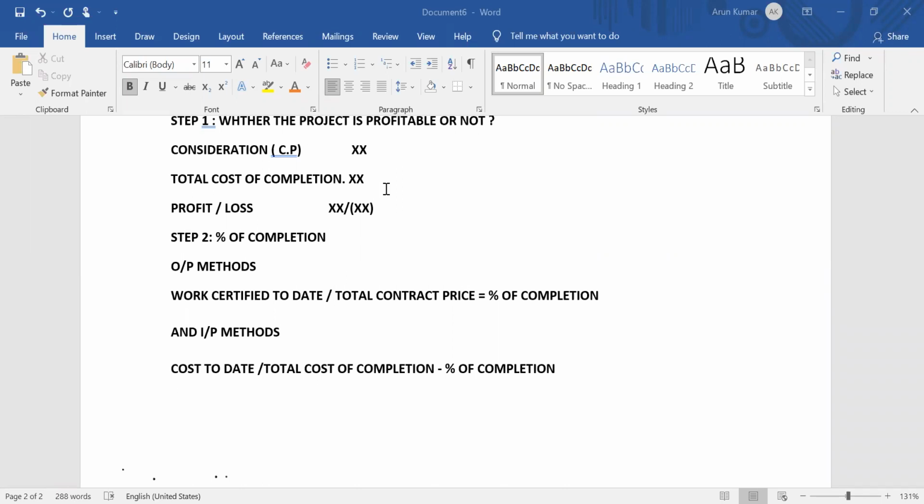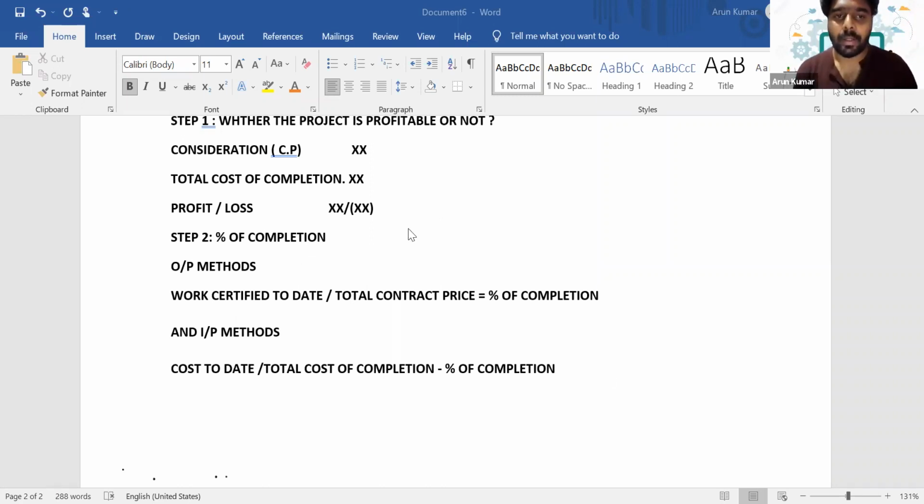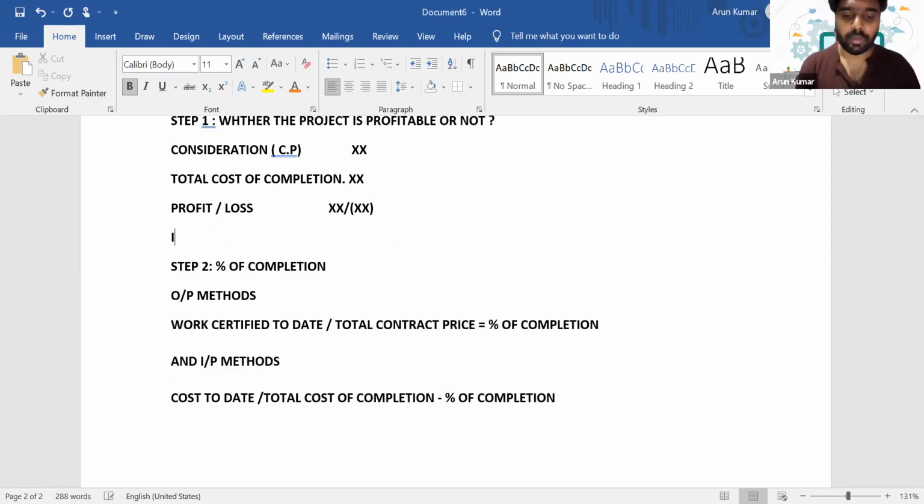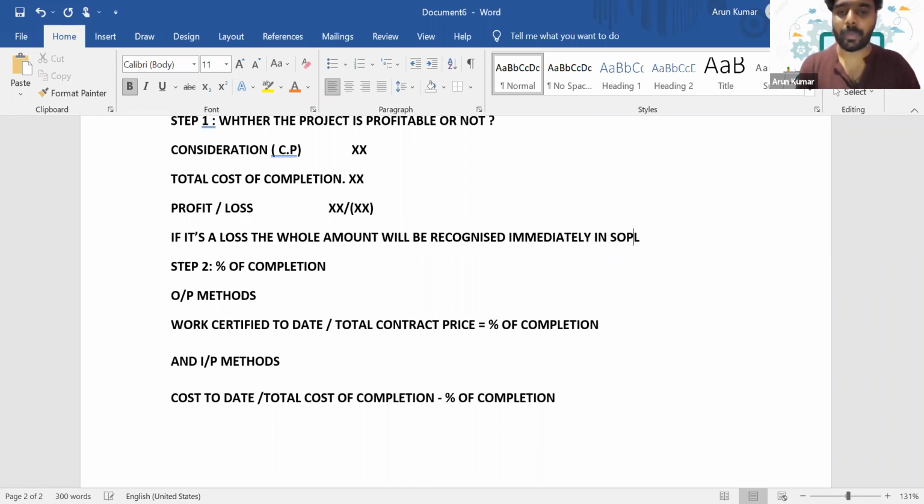From the starting itself, we came to know that it will result in a loss. Then how will you account for it? If it's a loss, then the whole amount will be recognized immediately in SOPL as per which concept? As per prudent concept. So as per prudent concept, the whole amount of loss should be immediately recognized in your P&L. Are you getting it? Can you reply in the chat?